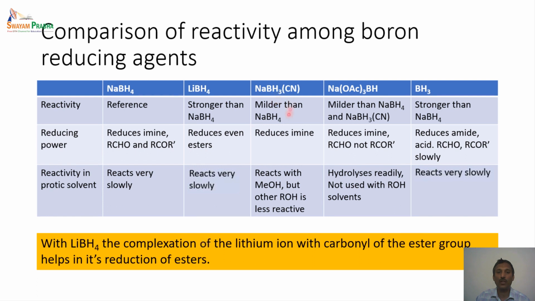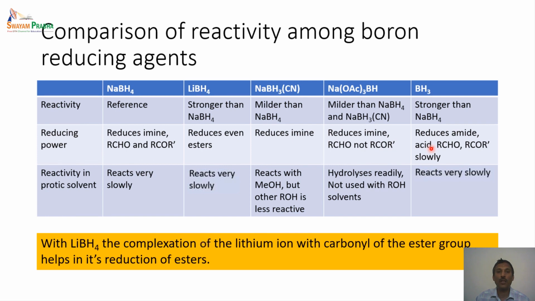And when we talk about sodium cyanoborohydride, this only reduces imines. And sodium triacetoxyborohydride reduces imines and aldehydes but not ketones. So as I mentioned, sodium borohydride can reduce imines, aldehydes and ketones, whereas triacetoxyborohydride can reduce imines and aldehydes, but it will not reduce ketones. And when we talk about borane, it reduces aldehydes and ketones very slowly, but it reduces amides and acids much better, whereas sodium borohydride does not reduce amides and acids.